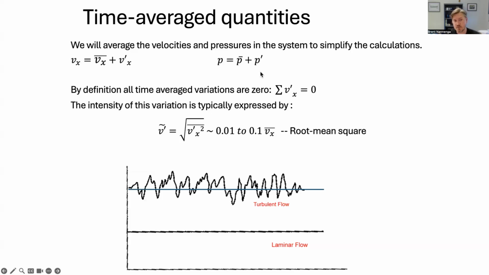We can also do the same thing with pressure, although we're mostly going to be dealing with velocity in this class. The pressure is also going to be fluctuating as a result of this. So the pressure is going to be equal to your average pressure plus some fluctuation away from that average.